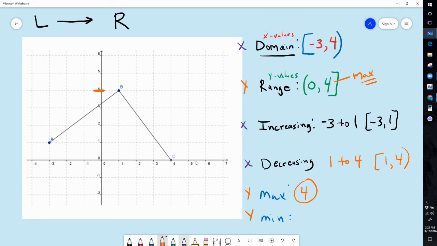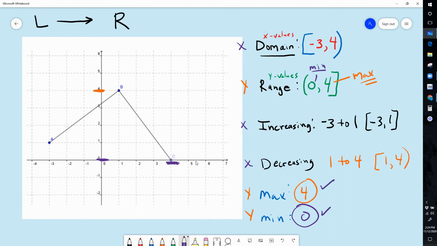All right, your minimum, I guess we'll put that in purple. That's how low does your graph go. This is the lowest point on the graph. What y value is that? 0. That also matches this. So your minimum and your maximum should be the low end and the high end of your range, and they always match. So if you know your range and you got that right, you automatically should know what these are.